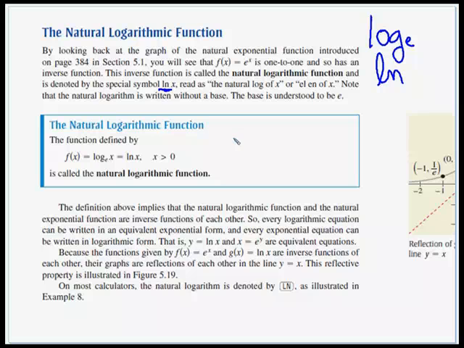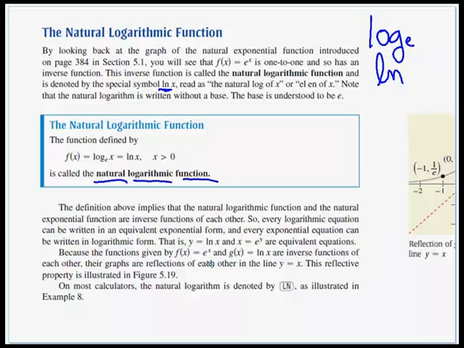So in the blue box, the natural logarithmic function is defined by f of x equals log base e of x, which is the same as the ln of x, with x being positive. And this is our natural logarithmic function. The definition above implies that the natural logarithmic function and the natural exponential function are inverse functions of each other. So every logarithmic equation can be written in its equivalent exponential form, and every exponential equation can be written in logarithmic form, that is, y equals ln of x and x equals e to the y are equivalent.